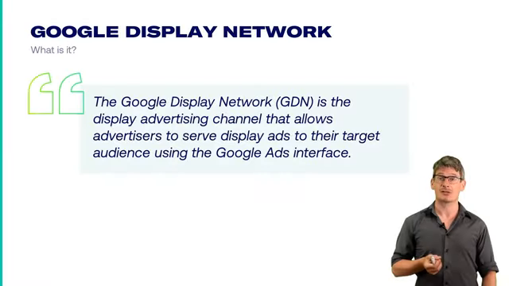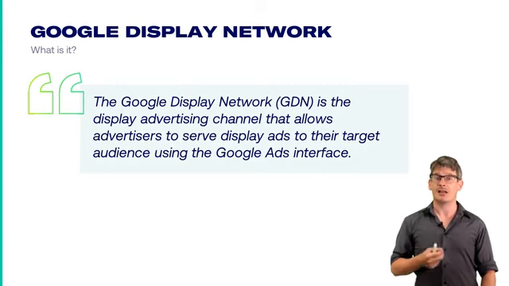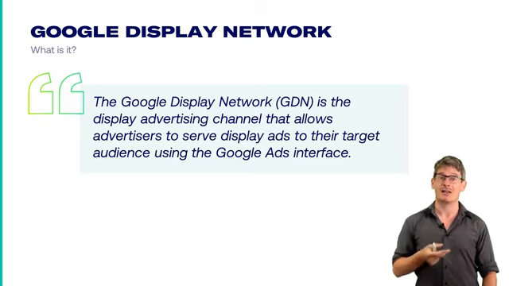So we begin with the Google Display Network, or GDN as it's known. The Google Display Network is a good starting point because it's a low-cost, mass-reach channel with great targeting options. The GDN is a display advertising channel that allows advertisers to serve display ads to their target audiences using AdWords. So AdWords is Google's ad serving product where you do search and video and display. So this is the display functionality of AdWords itself.